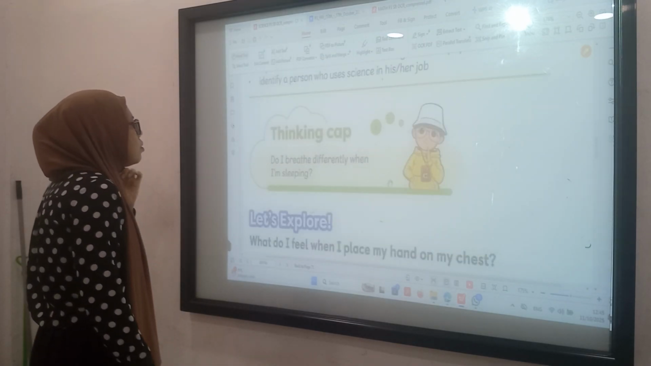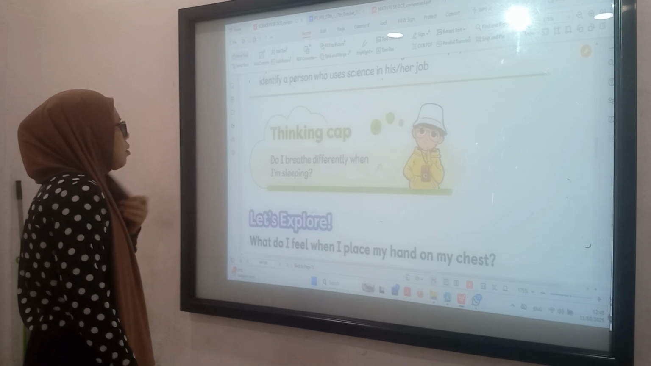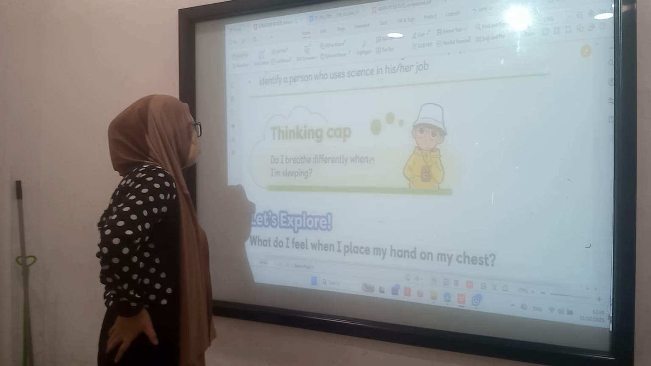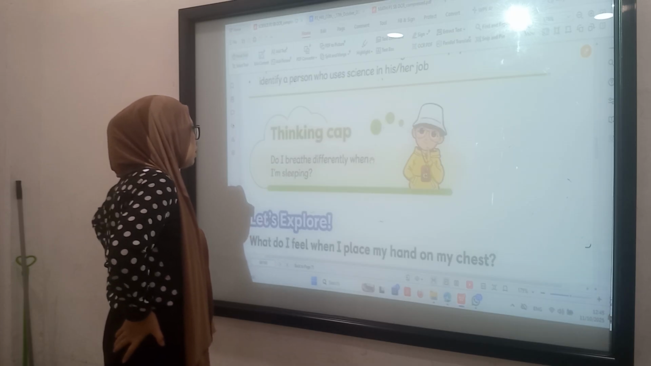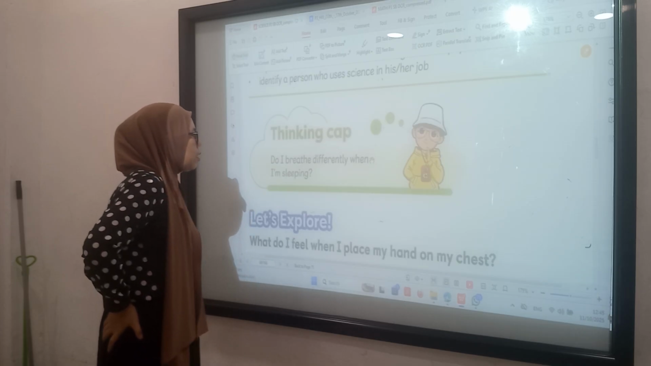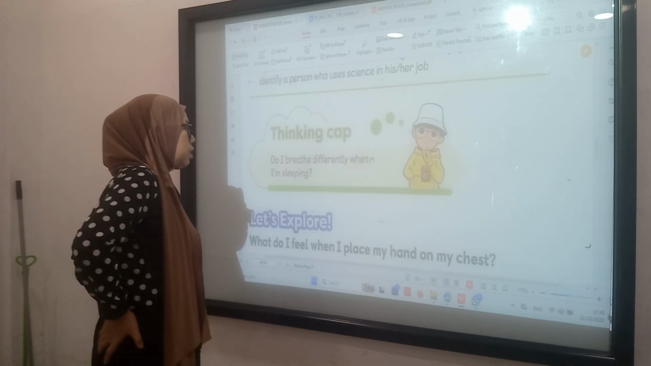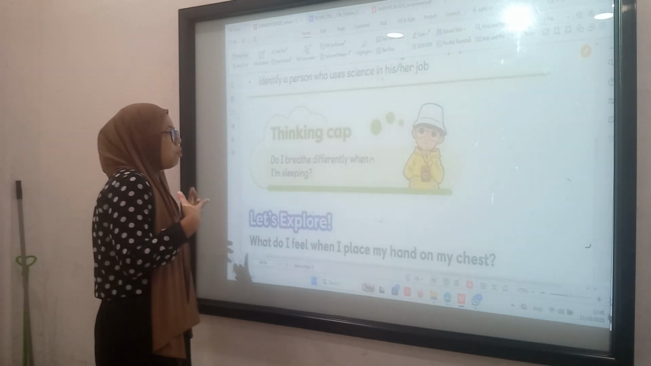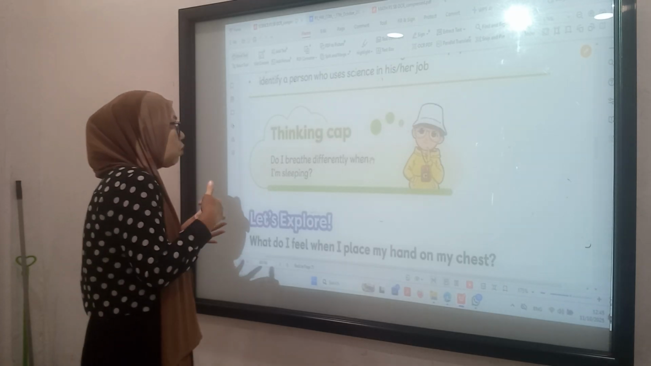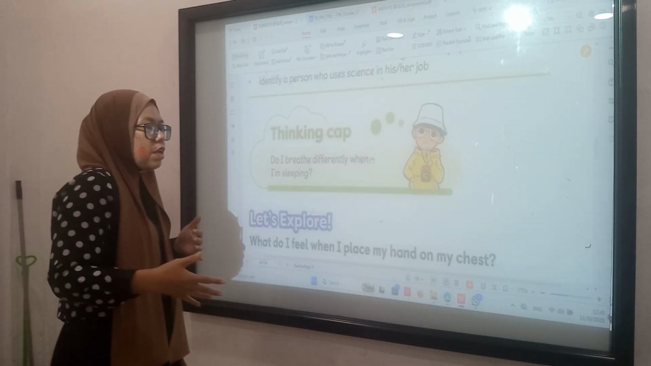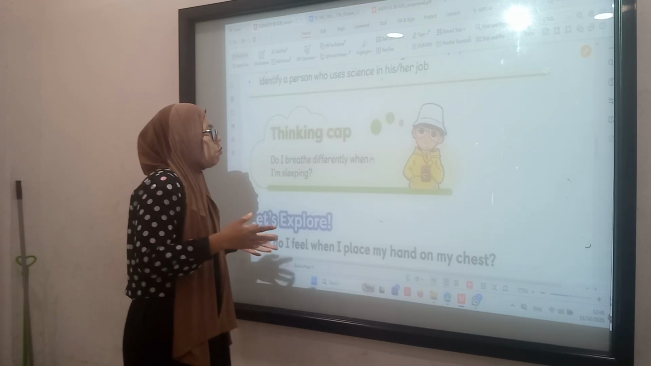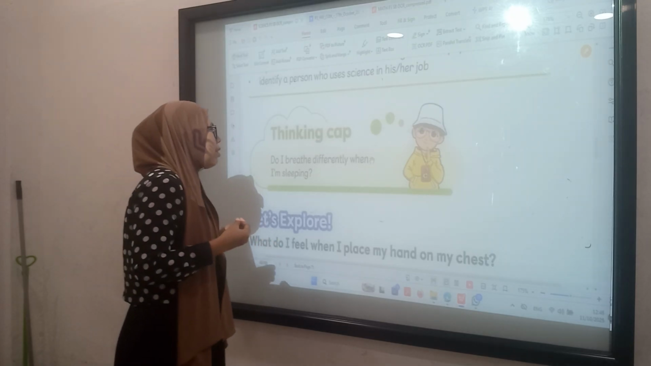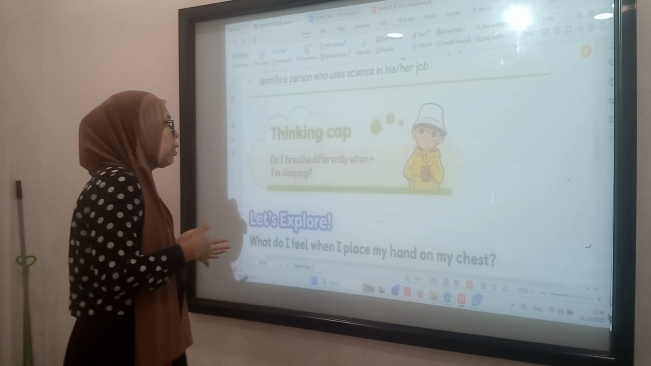Do I breathe differently when I'm sleeping? So how to explain this? How to distinguish? Okay. So if the question comes like this, yes, automatically we breathe differently when we sleep. When we sleep, we don't do any activity, so it means that we breathe more slowly than when we do activity. But when we do physical activity, like running and swimming, we will breathe faster than when we sleep.